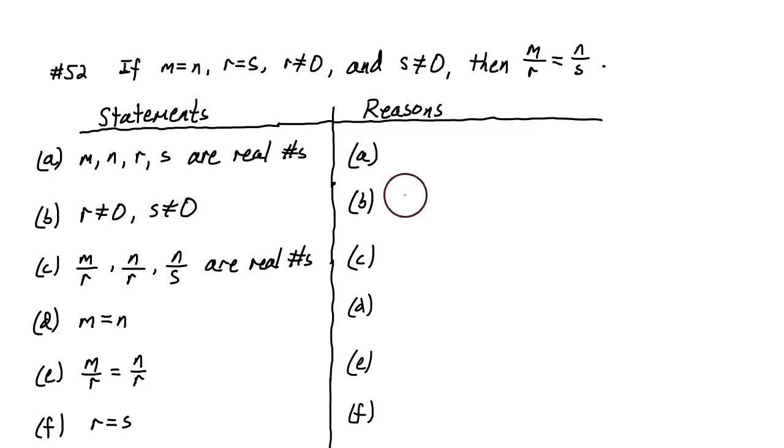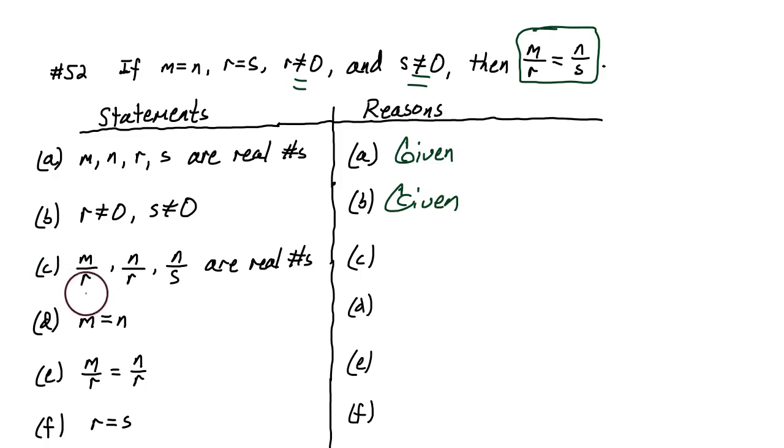For number 52, we're asked to provide the reasons and a proof of this statement. If m equals n, and r equals s, and r is not 0, and s is not 0, then this equation is true. Statement A. Why are these real numbers? That information is given in the textbook. Statement B. Why do we know r is not 0 and s is not 0? That's given in the beginning part of the sentence.